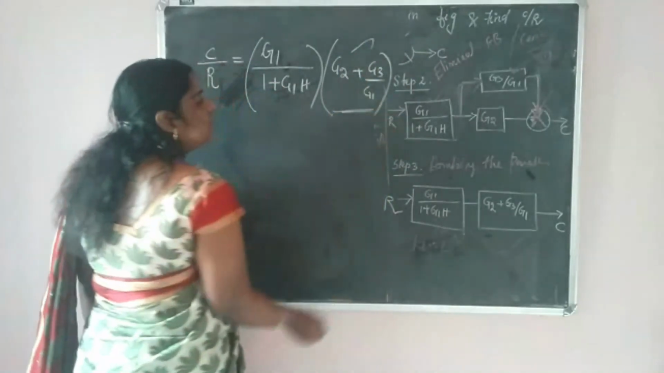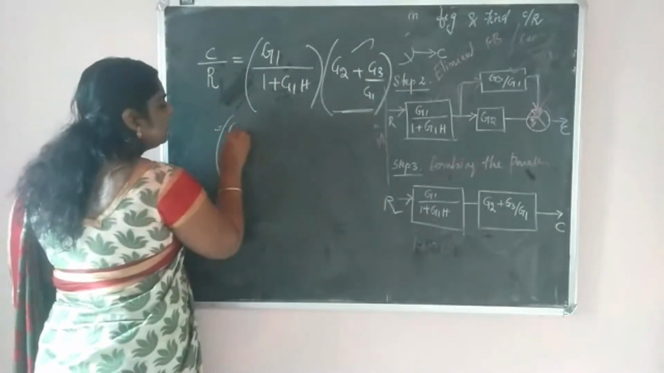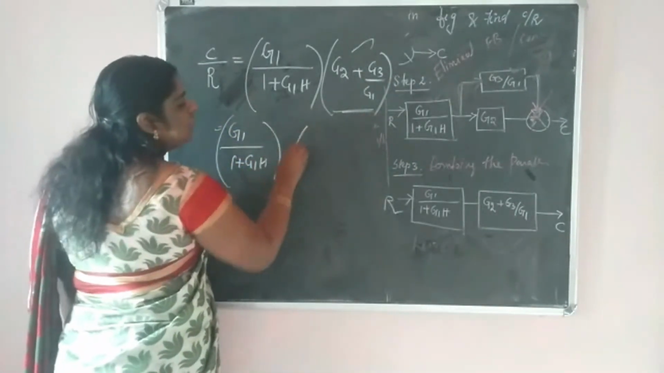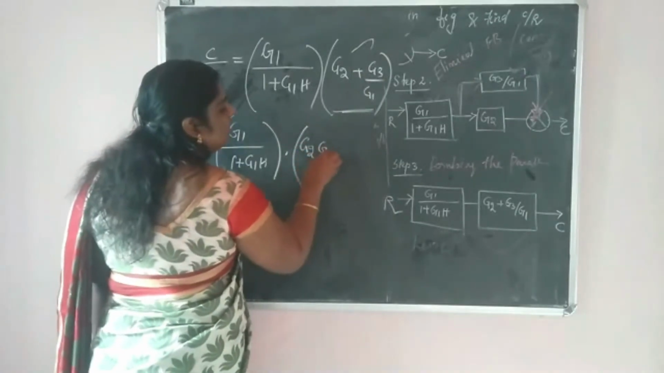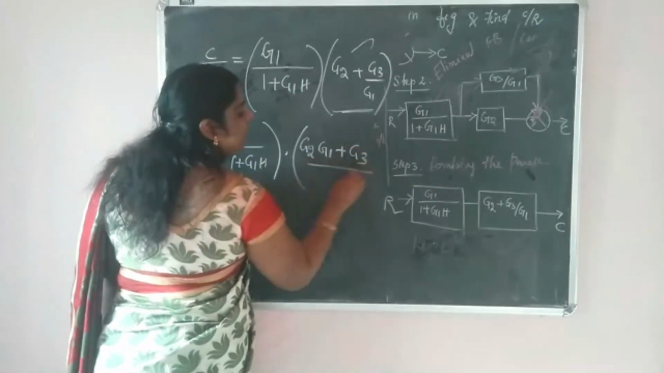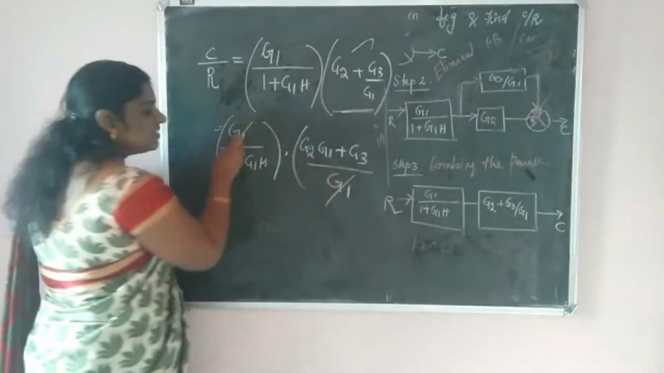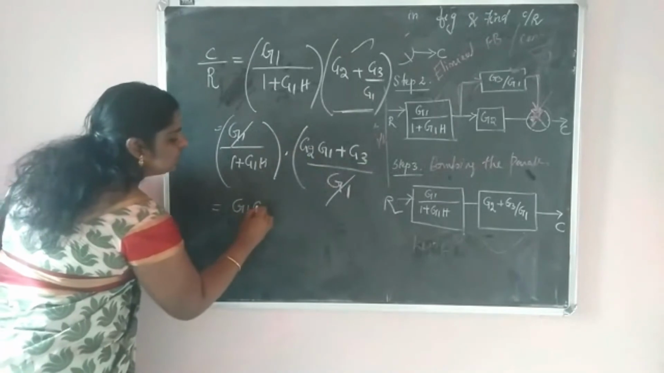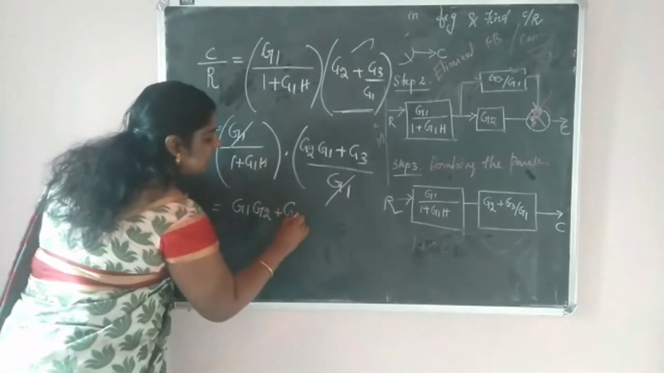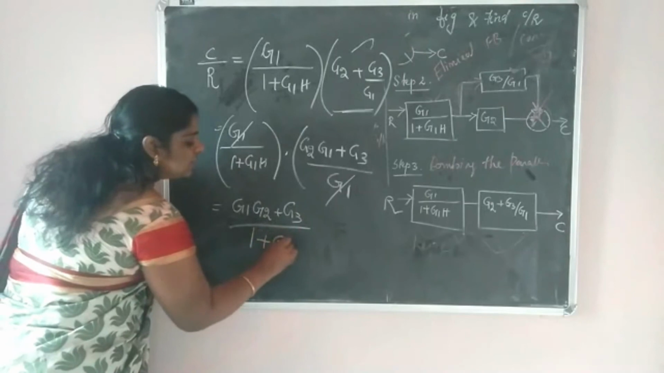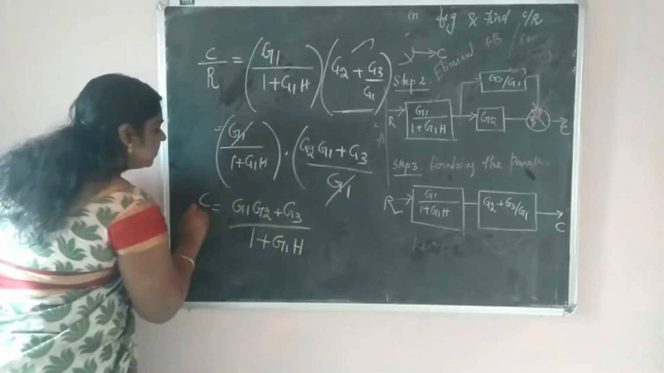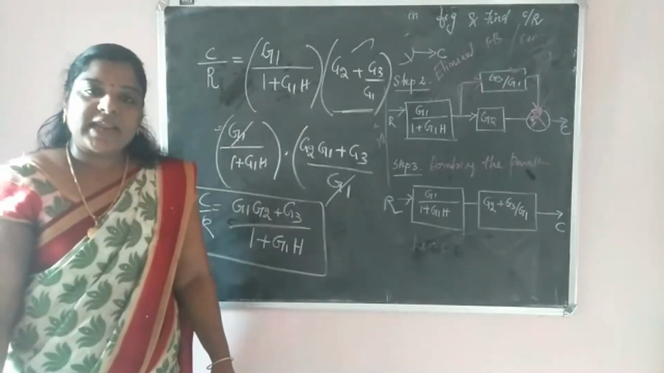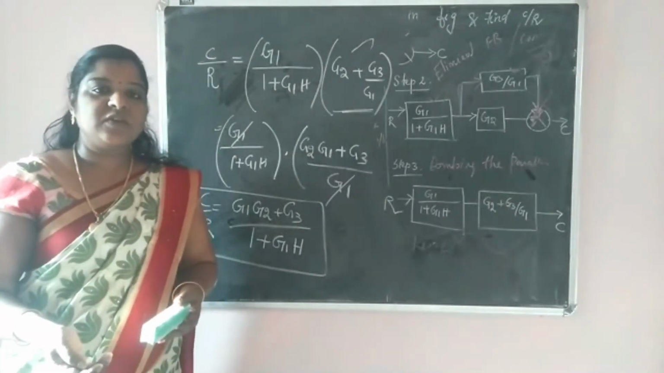Taking the LCM on this term, we get G1 divided by 1 plus G1H into G2 G1 plus G3 divided by G1. From this, the G1 term gets cancelled. So we will get the value G1 G2 plus G3 divided by 1 plus G1H. So this is the way we can reduce a block diagram by using these rules. Thank you, students.